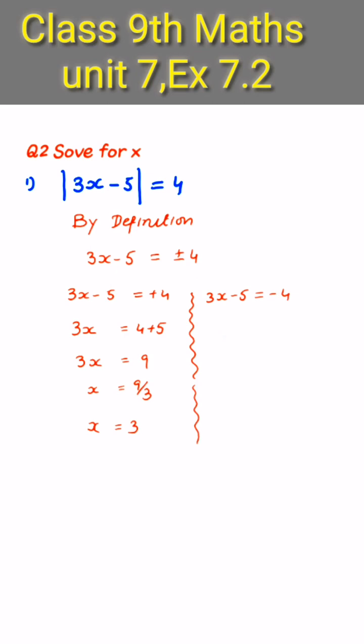Similarly, from the second case, we will have 3x is equal to minus 4 plus 5. 3x is equal to 1. So the value of x will be equal to 1 by 3. Solution set will be equal to 1 by 3 and 3.